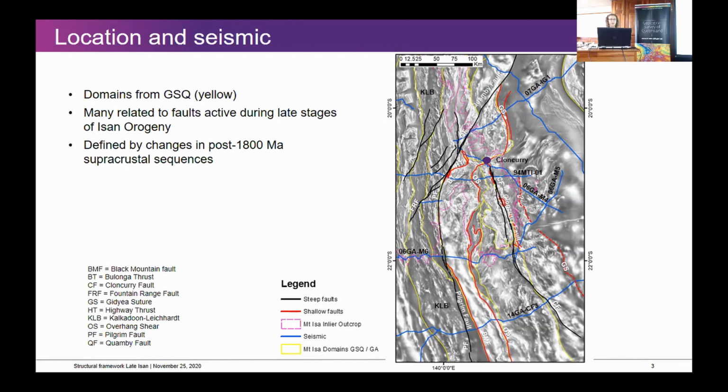So a few other faults on there that I'll mention. Obviously the Pilgrim, Cloncurry, and Quamby faults, the Overhang shear, the Highway thrust on the edge of the Tommy Creek block, the Wollonga thrust here, just a short segment, and the Gidja shear, Gidja suture, which corresponds roughly with the Mount Margaret fault here in this area and projects to the south. Hopefully I'm pointing at the right spot.